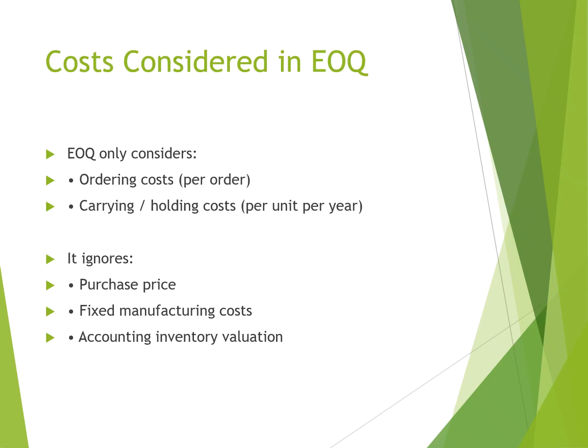EOQ only considers two types of costs. First, ordering costs. These are costs that happen every time you place an order, such as administrative work or supplier processing. Second, carrying or holding costs. These are costs of keeping inventory like storage, insurance, and handling. EOQ ignores purchase price and accounting inventory valuation. This is a decision-making model, not an accounting rule.